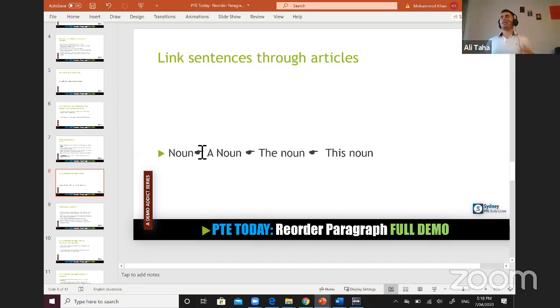In academic English, guys, a writer may start from the general to the specific to the most specific. Like I can say table, a table, the table, this particular table. So this is you going to the most specific. Dear viewers, when you get two different sentences in a reordered paragraph, try to read them from the general to the specific and see if it makes sense. Then this is a pair.